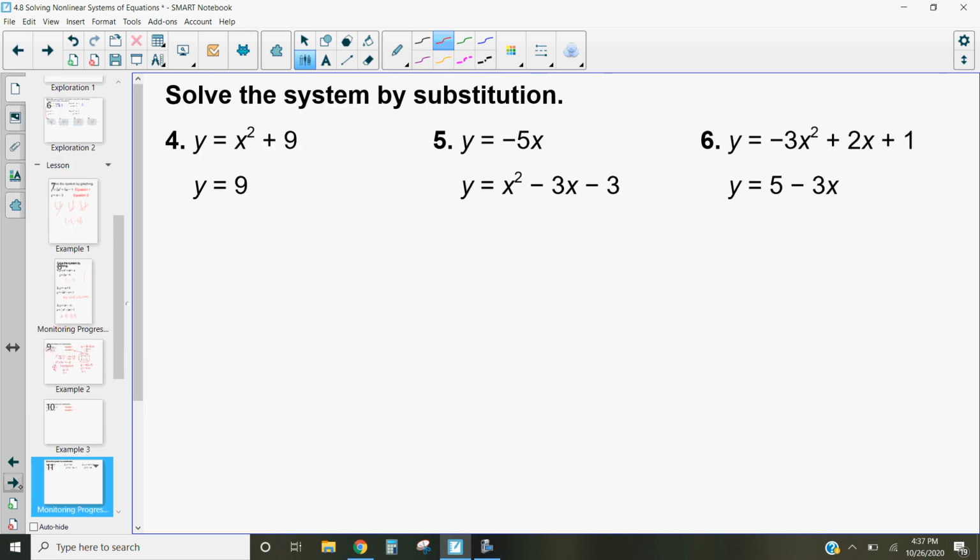Let's solve this one right here by substitution. So again, these are equal to one another. So we want to plug everywhere that there's a y. Do you see how these all equal y? That means I can set all of these equal to each other.